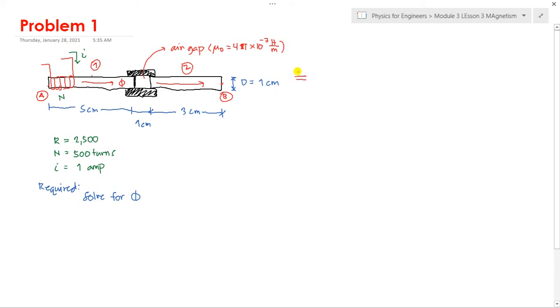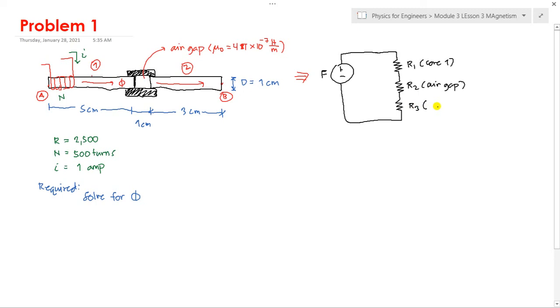So, if we convert this into an equivalent magnetic circuit, it would look like this, class. So, we have here a source. Then it passes through the first iron core, so we draw it there. Second is the air gap, third is the second core, then back. So therefore we have here F, that is the driving magnetic force. Here this is reluctance 1, that is core 1. Reluctance 2, that is for the air gap. Then the third reluctance, that is for core number 2.